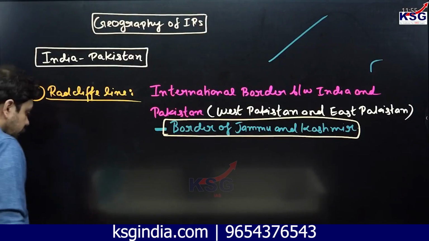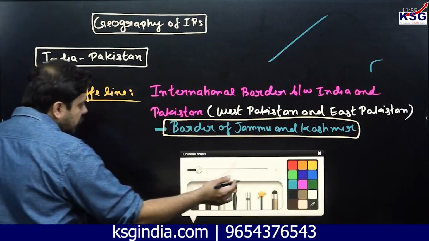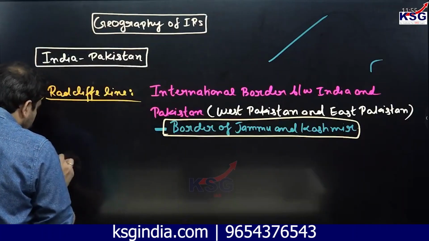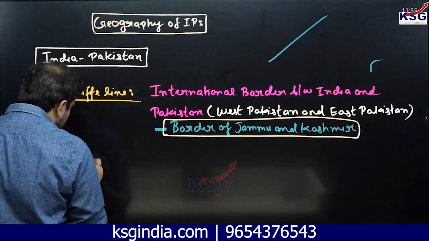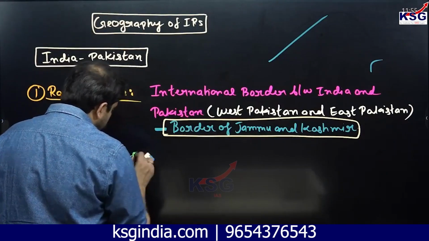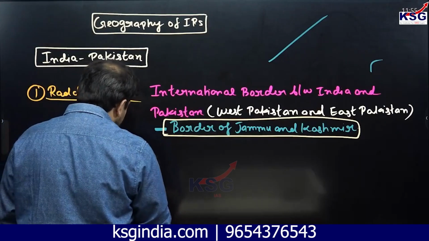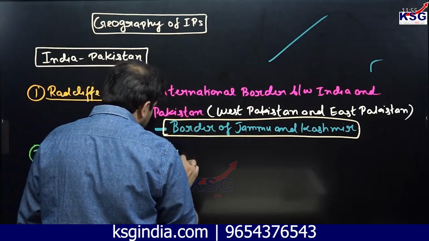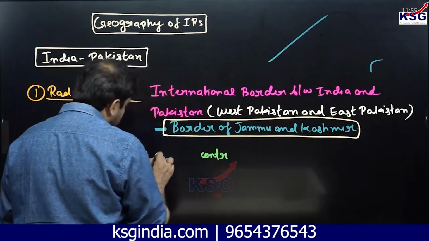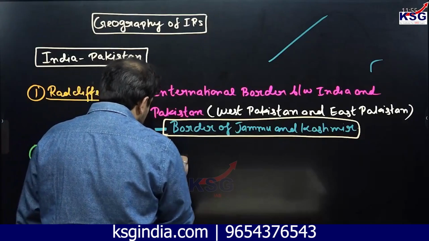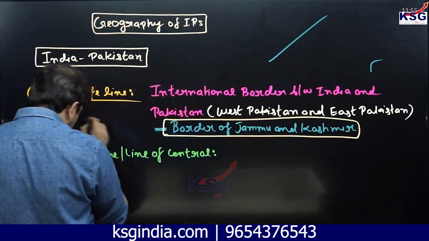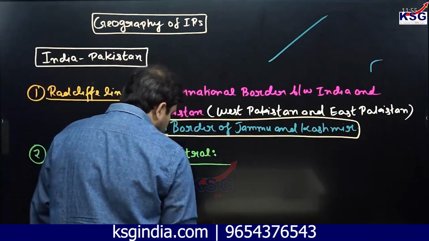Right, now the second part that we're going to understand in association with the Radcliffe line is what is known as the ceasefire line, or what is sometimes known as the line of control. I'm going to write some details about this part. Sorry, line of control, not line of actual control. Ceasefire line and what is known as the line of control.